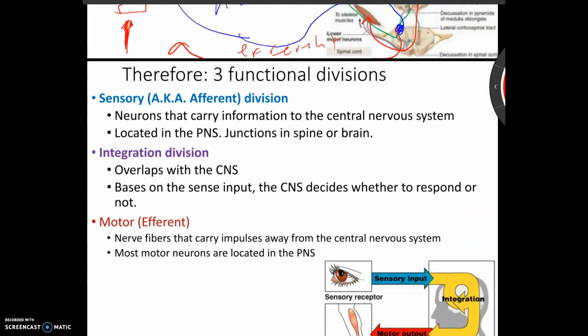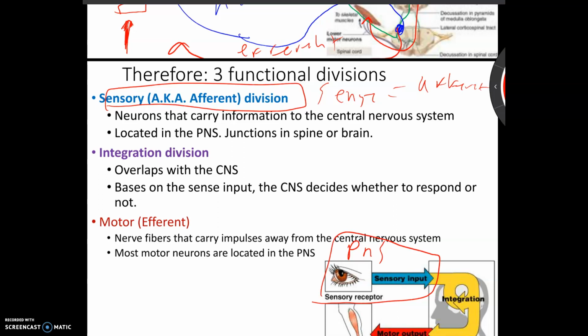So there are 3 divisions. There is the afferent division. That is sense equals afferent. It's located in the PNS. So, sensory receptors see something or hear the newest Taylor Swift song on the radio, and it sends signals on afferent neurons to the brain or spinal cord. So, afferent neurons carry information to the central nervous system.